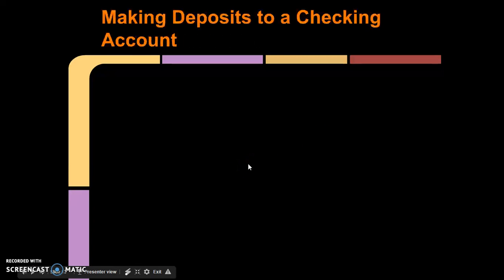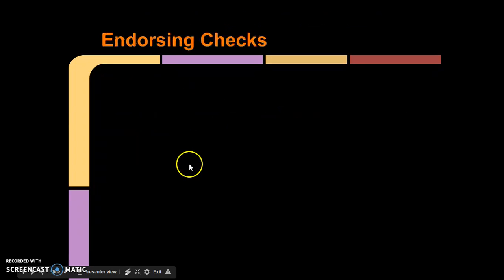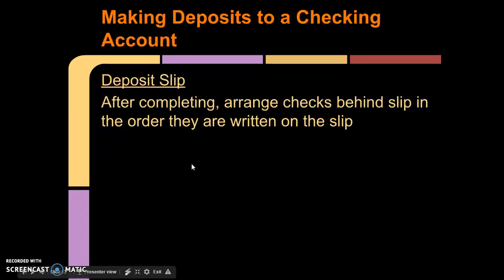Let's take a look at demo problem 11.1, making deposits to a checking account. The deposit slip, after completing, arrange the checks behind the slip in order that they are written on the slip. Let me go back for a second. So if you follow this procedure, this is going to help you organize all of your documents so that you can make the deposits and write the checks out accordingly.